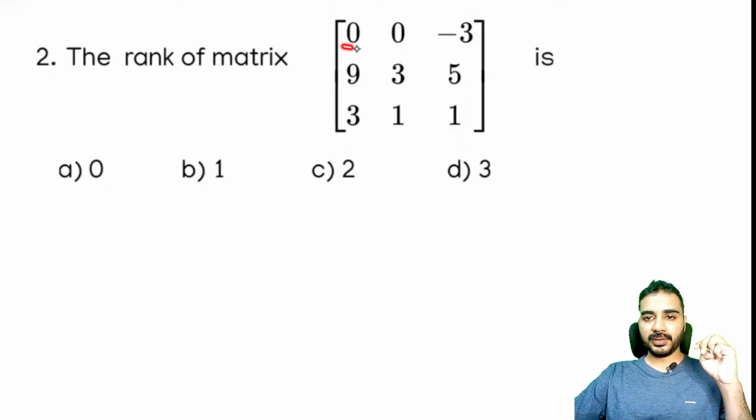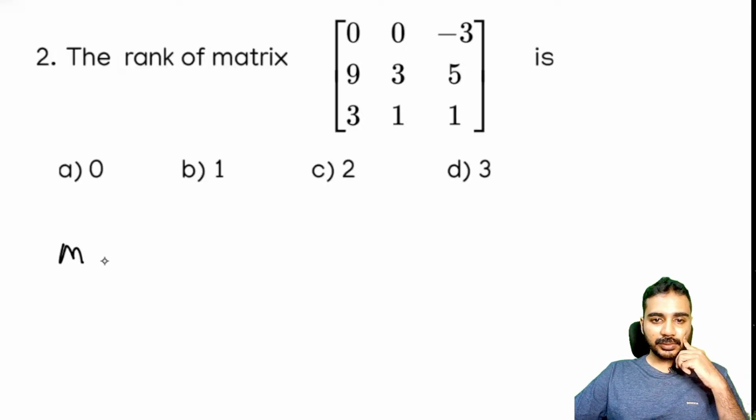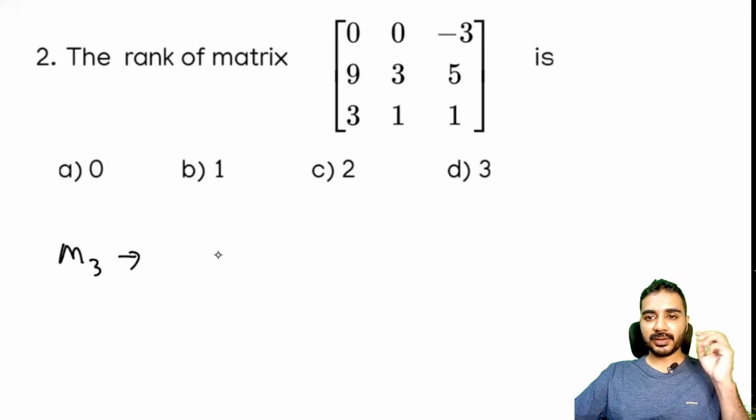Since the first row has two zeros, we can calculate the determinant along this row. Considering the minor of order 3, the determinant is equal to minus 3.